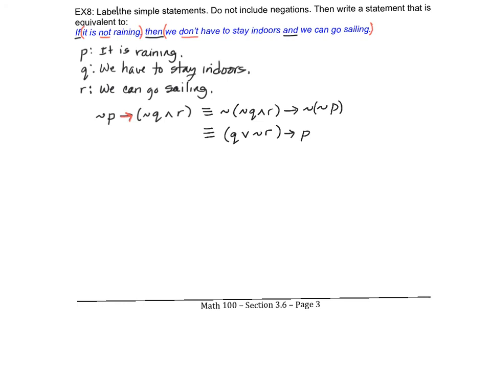I'm going to translate that back to words. So that's if whatever's in parentheses, the Q or not R. So if Q is we have to stay indoors, if we have to stay indoors, or not R is we cannot go sailing, if we have to stay indoors, or we cannot go sailing. Then P, it is raining.